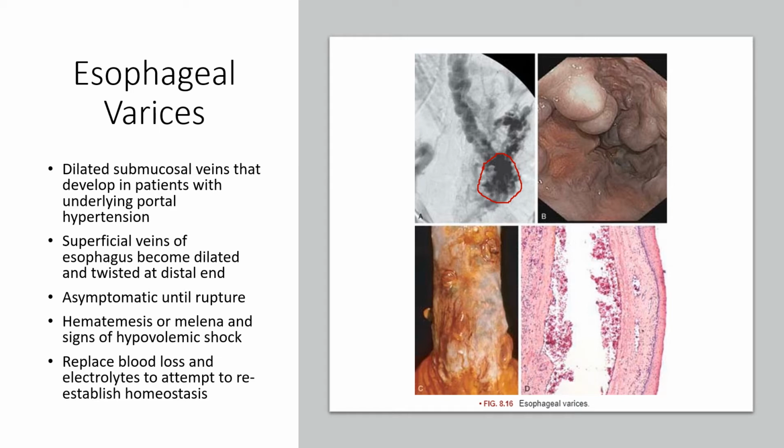So this is a radiographic image of an obstructed blood flow in the esophageal vessel. So you can see that obstruction of blood flow, that blood is just kind of stuck right there, and it's depicted by that darker black content.